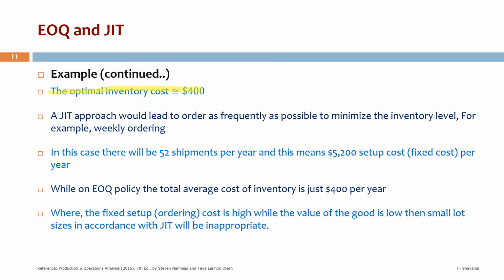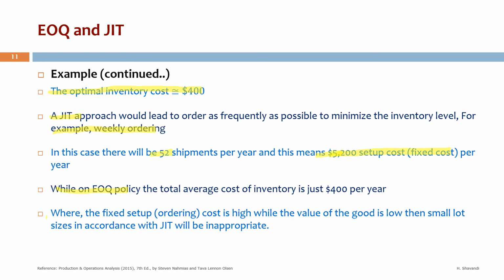So now what if we consider the just-in-time approach here? In just-in-time, if we order the requirements for every week, not having the ideal solution of zero inventory level but a minimum inventory level by ordering the requirement for a week, then we'll have 52 shipments, 52 orders per year. In this case, just the ordering cost, the setup cost, will be $5,200, right? It's a huge number. In the optimal EOQ, the total inventory holding cost and ordering cost is just $400. But here just the ordering cost becomes $5,200. So as you see, in this case the EOQ policy is much better than just-in-time.